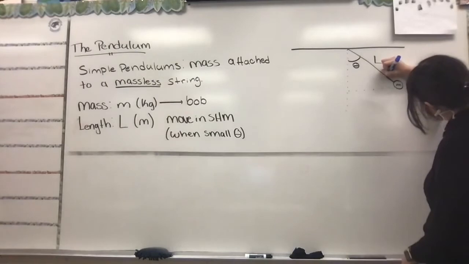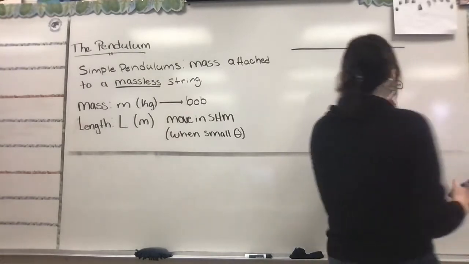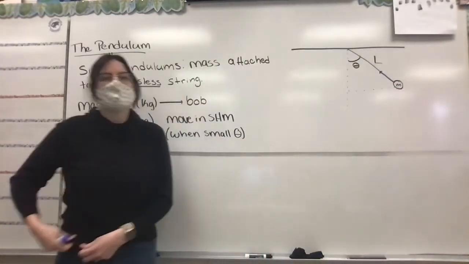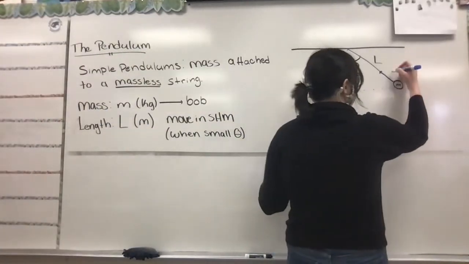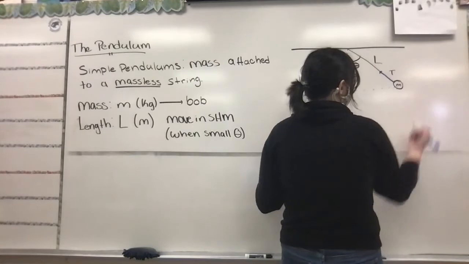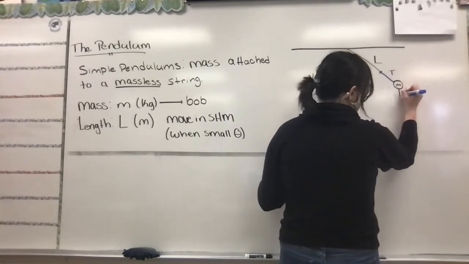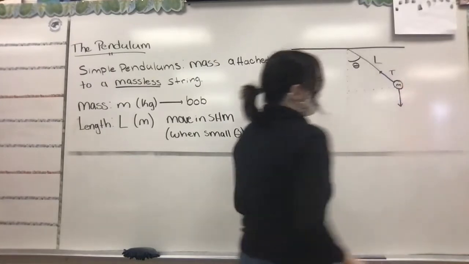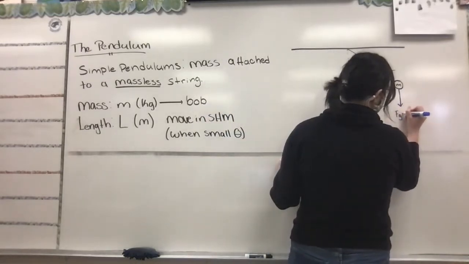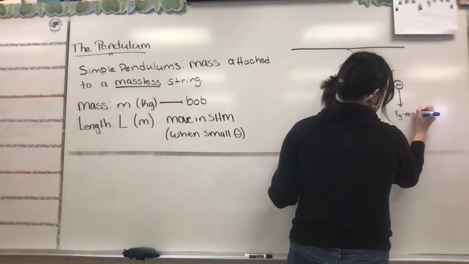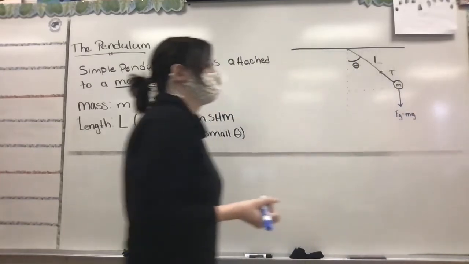What kind of force is that? Tension. It's a tension force, okay? Because it's a string, right? What kind of force is that? Gravity. And what's the force of gravity equal to? Mass times acceleration. Mass times the acceleration due to gravity.